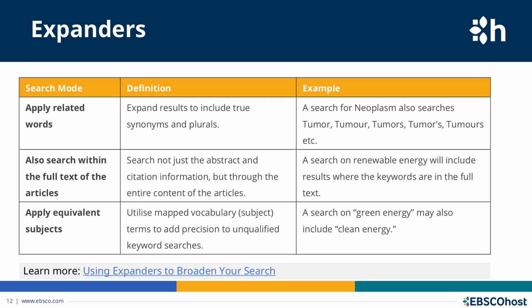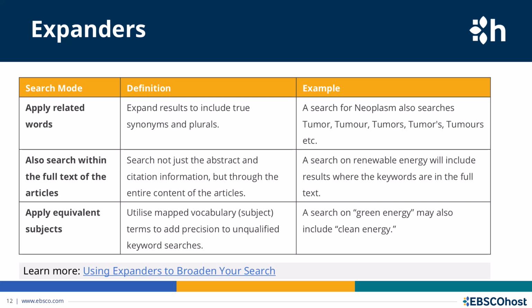Apply equivalent subjects is usually a default for most EBSCOhost platforms. I would recommend keeping this one on, and this utilizes mapped vocabulary or subject terms to add precision to an unqualified keyword search. What this does is, when a user searches on something like green energy, it will also include other articles that feature another control term such as clean energy. So it just helps the user to find more relevant results.